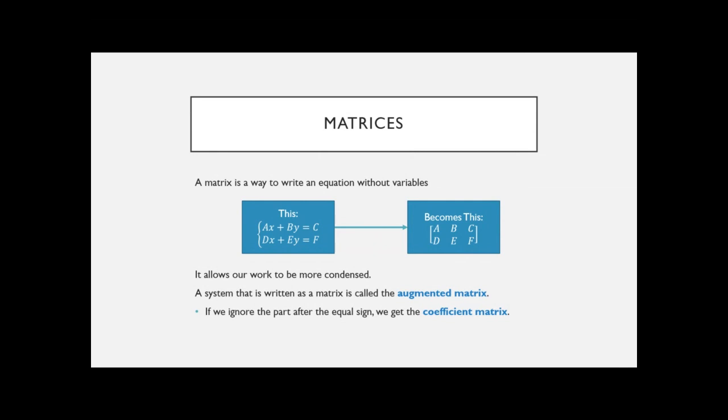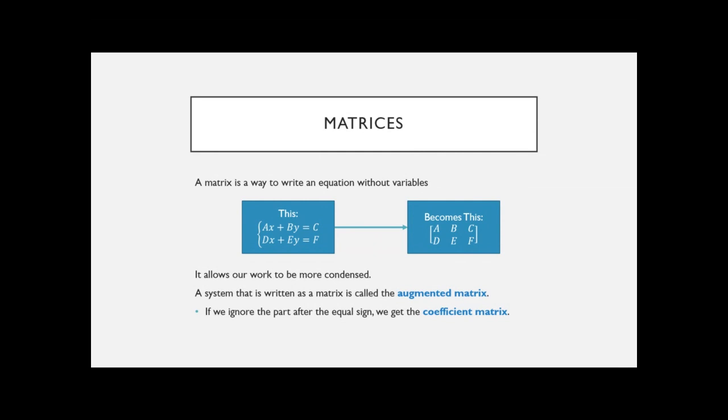So a matrix is how we write equations without variables. It only works for linear equations though. So you can do matrices with other types of equations, but generally they all have to be the same type of equation, because I've done matrices with things that are like derivatives, which is something from calculus. But most of the time it's linear equations, and it allows us to condense our work, and we only have to worry about the numbers.